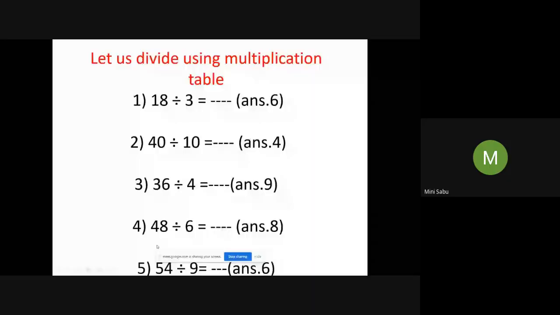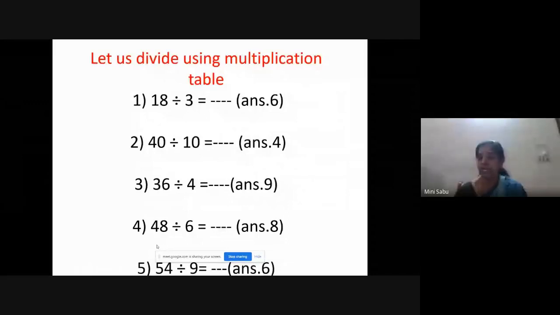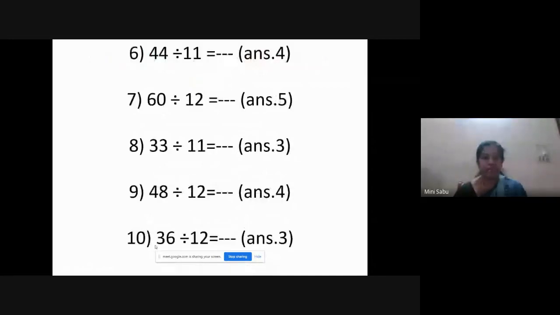Then question 5. 54 divided by 9. We have to say the table of 9 till you get 54. You know it. 9 6s are 54. Therefore, the answer is 6.